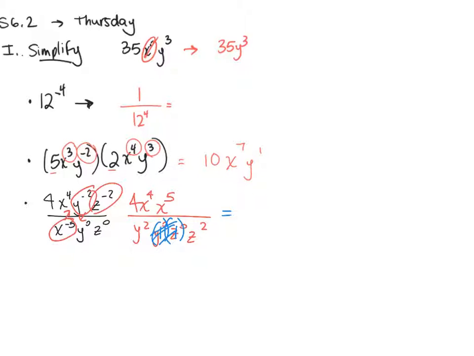From there, you get 4x to the, well, you have 4 x's here and 5 here. That means you have a total of 9. And the denominators are different variables, so you can't combine them.